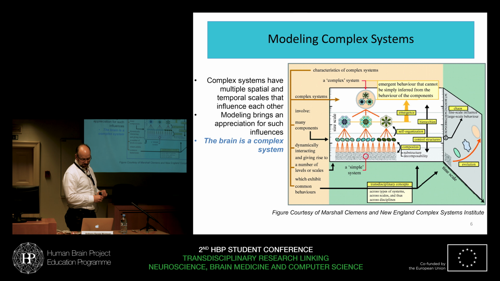And not surprisingly, the brain is in fact a very good example of a complex adaptive system. It's actually architected specifically to be an adaptive system, you could argue at least.